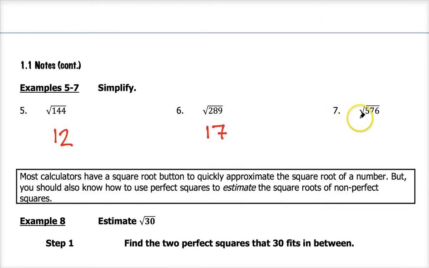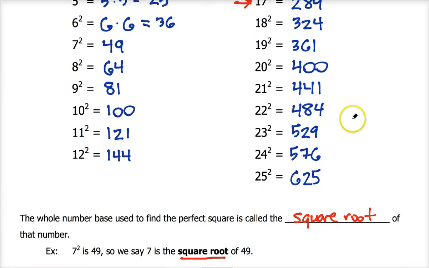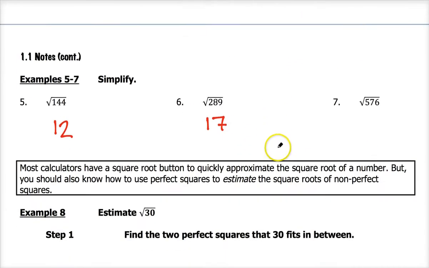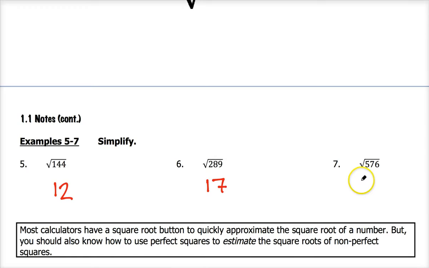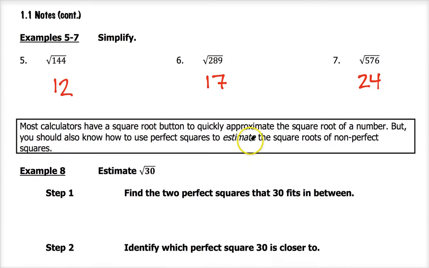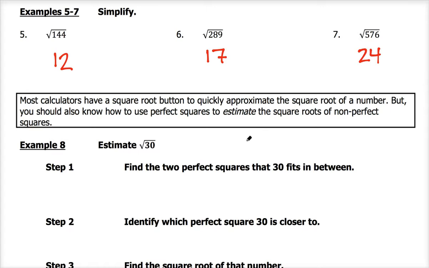Lastly, number 7, we have the square root of 576. From our list, we can see that 24 squared is 576. So the square root of 576 is 24. So that works all nice and neat when the number underneath the square root sign is a perfect square, when it's a number from that list that we made.